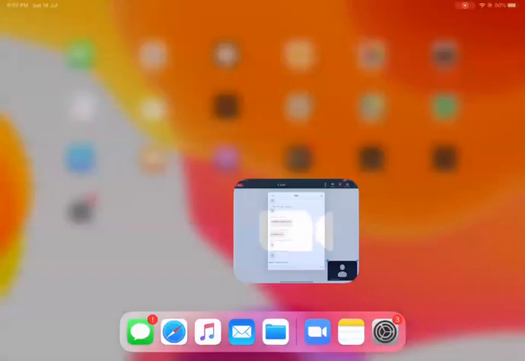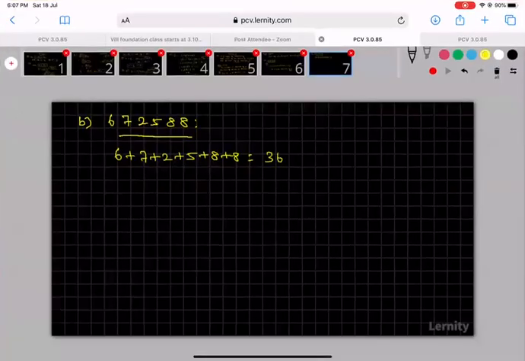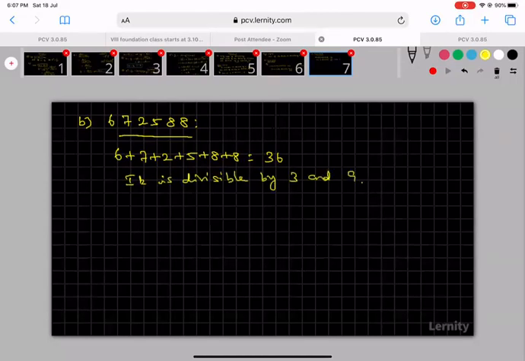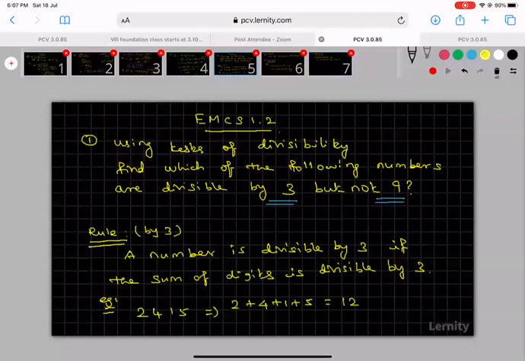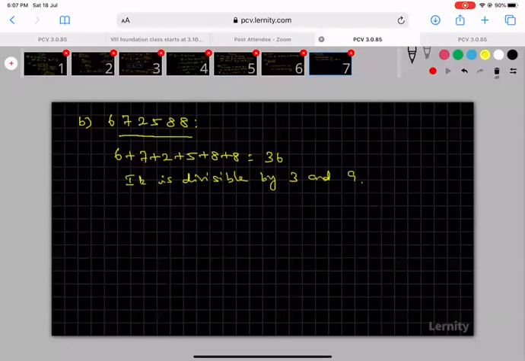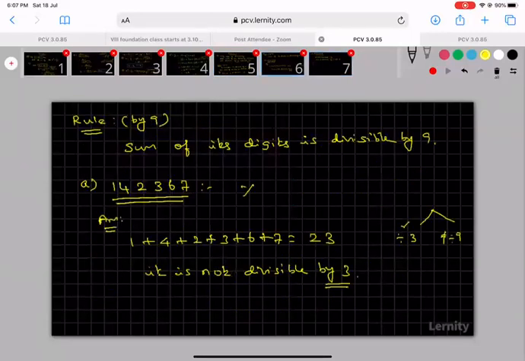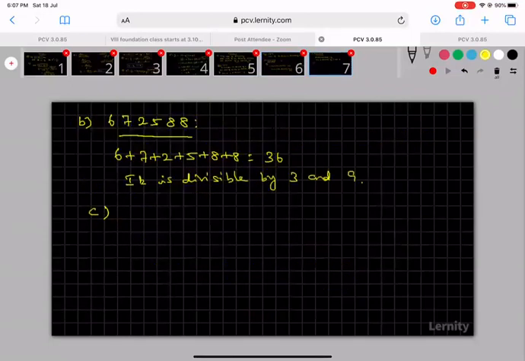Very good, sir. 36. Is it divisible by 3 and divisible by 9? So it is divisible by 3 and 9. So it is not our answer. We want to tell which one is divisible by 3 but not divisible by 9. This is the question they are asking. So this is also wrong.